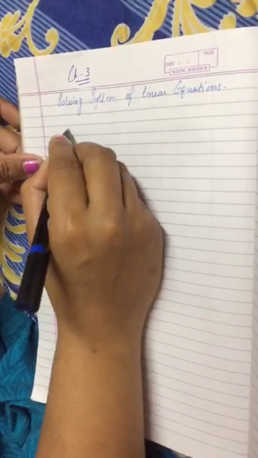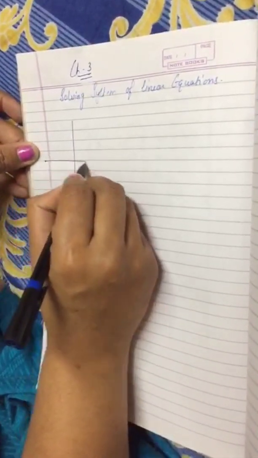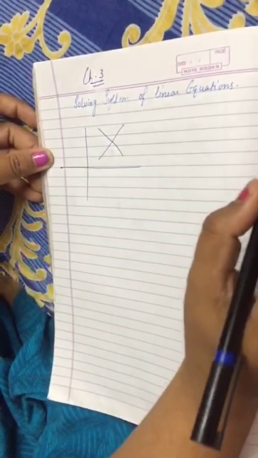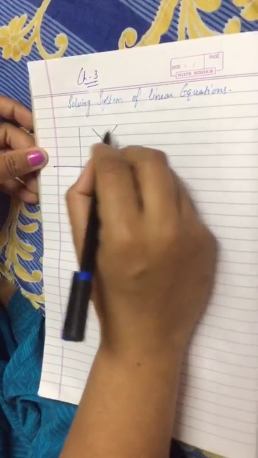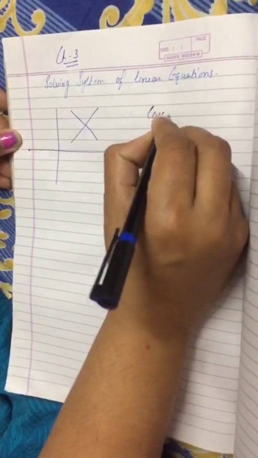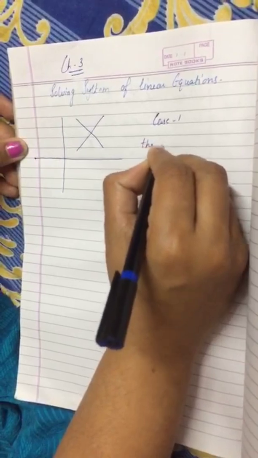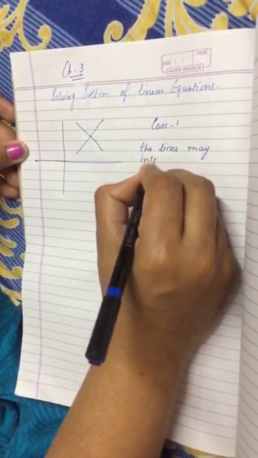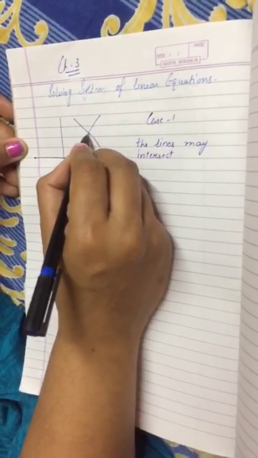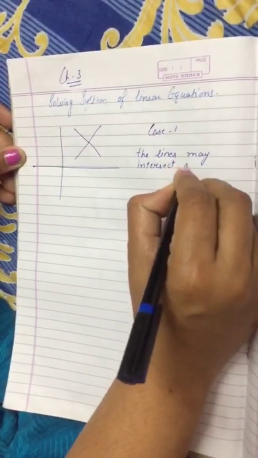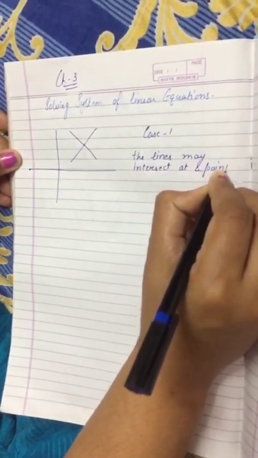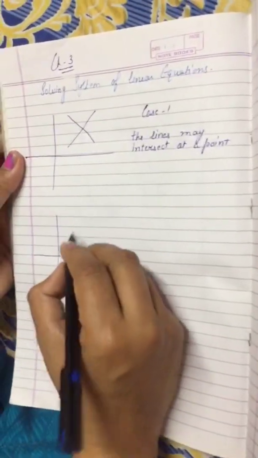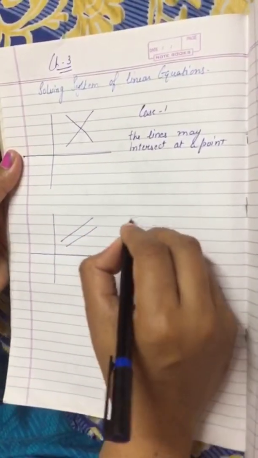When we draw two lines on a graph, three cases arise. Case 1: the lines may intersect each other at a point. Case 2: the lines may be parallel.